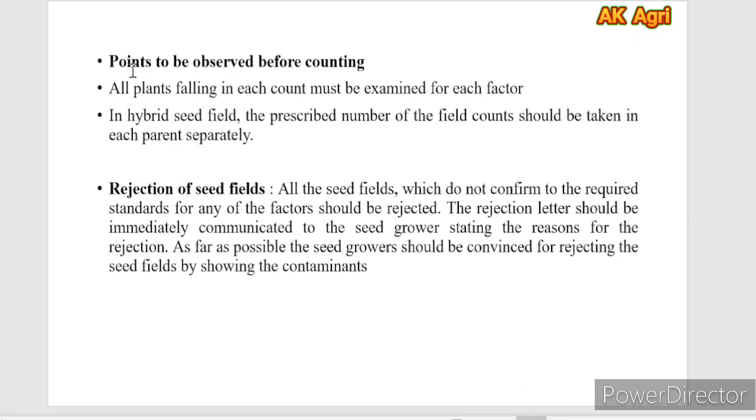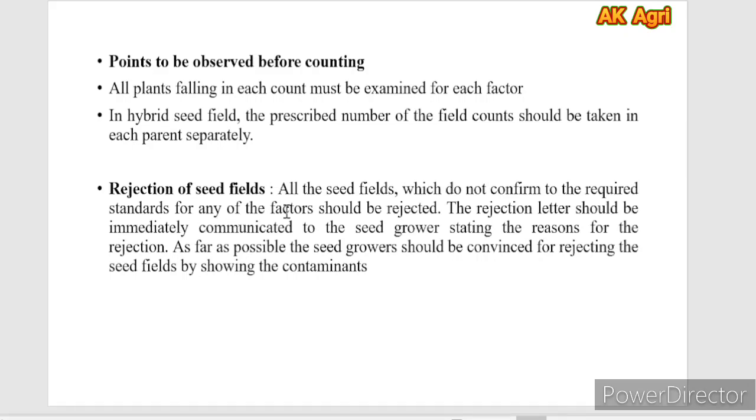Now let us know the points that the field inspector has to observe before counting. All the plants falling in each count, he must examine for each character. In case of a hybrid seed production field, the prescribed number of field counts should be taken by the seed certification agency or the field inspector in each parent separately.